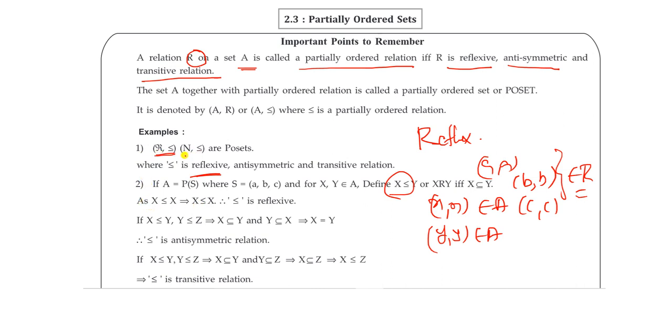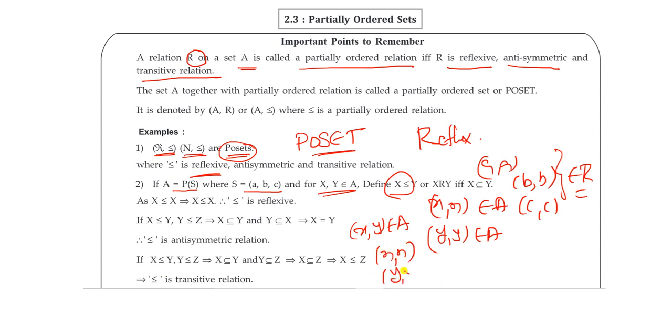Here, R is a relation of less than or equal to on the set, and these are posets, that means partially ordered sets. Poset is the short form of partially ordered set. So when it is reflexive, if A is a set with elements a, b, c, then x, y belong to A, and (x, x) or (y, y) elements also belong to R, then we can say that it is reflexive. That is the first condition for a partially ordered set.